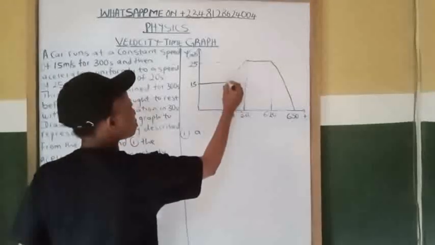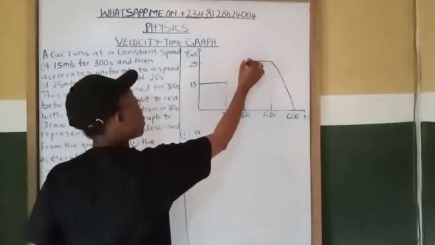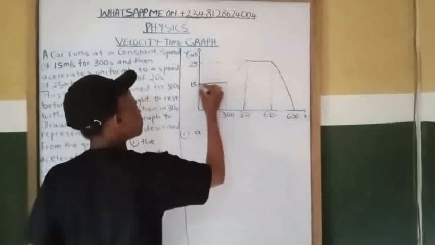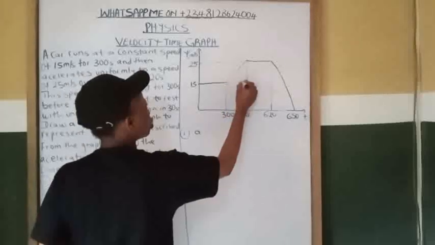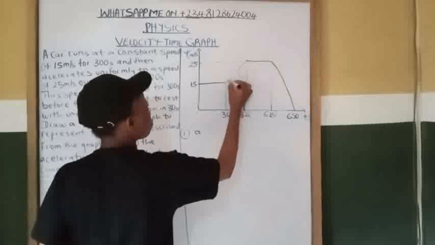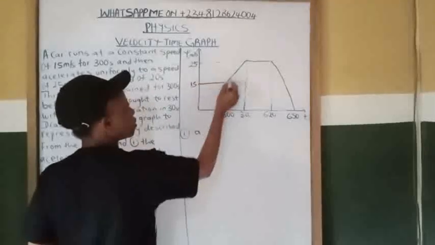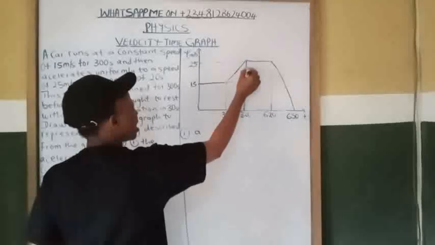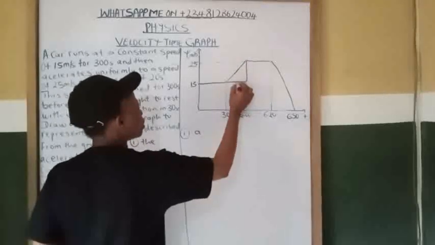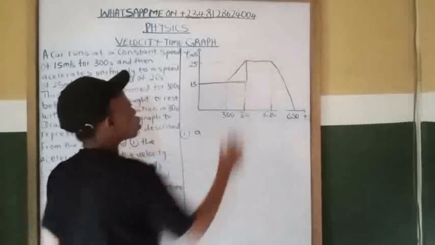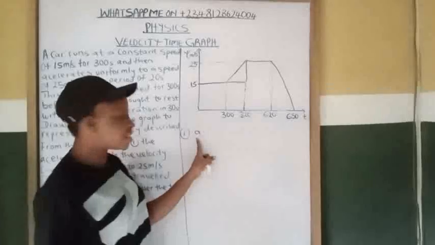So this is 15. So from this point down to this point is where the velocity changes from 15 to 25. So let's trace it down to this place. From here down to this place, that is where the velocity changes from 15 to 25 meters per second. So we have formed what? A triangle. So we are going to use this triangle to calculate our acceleration.